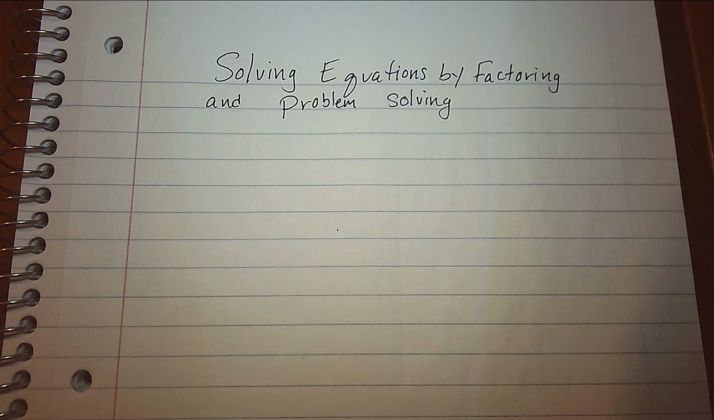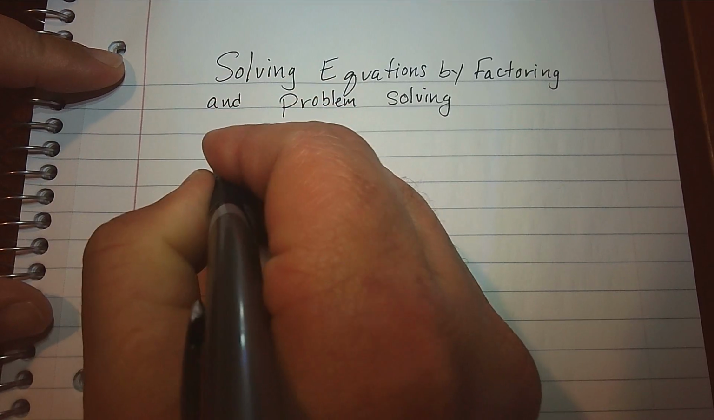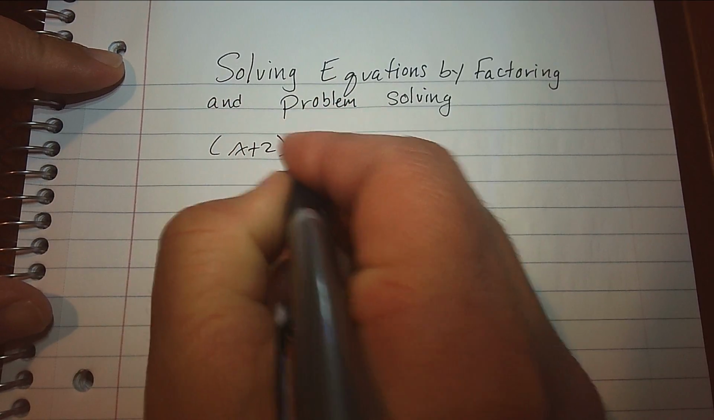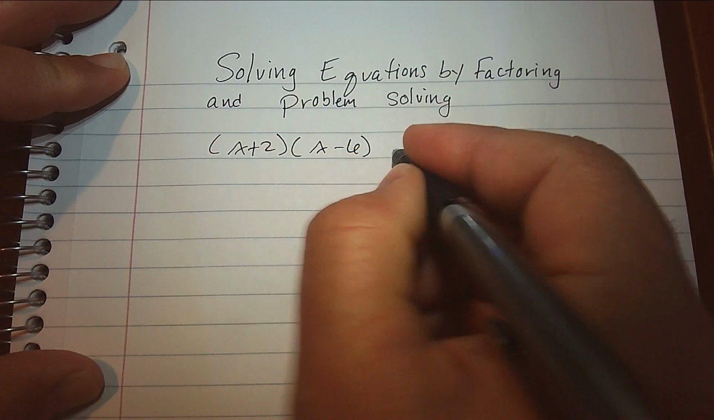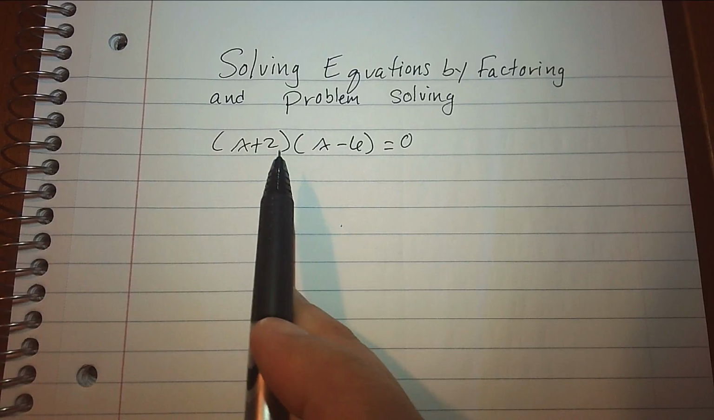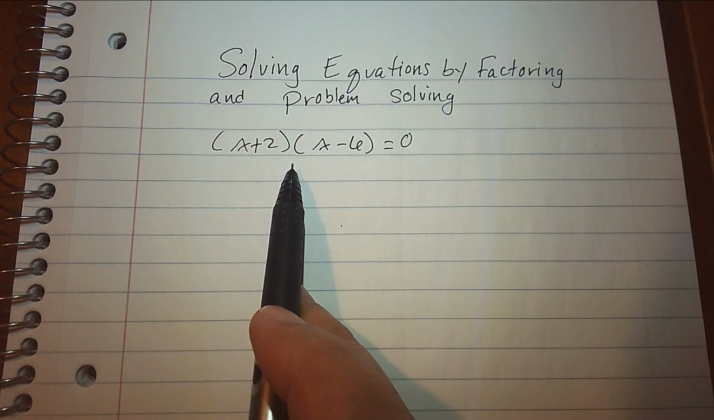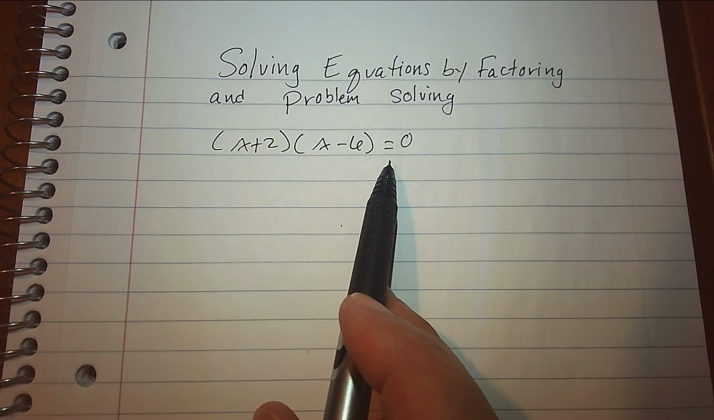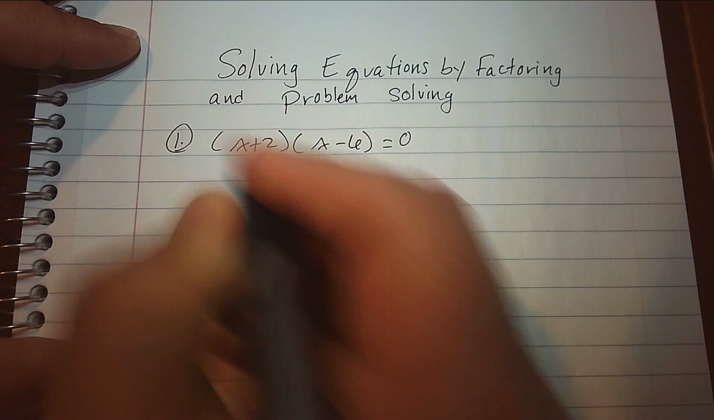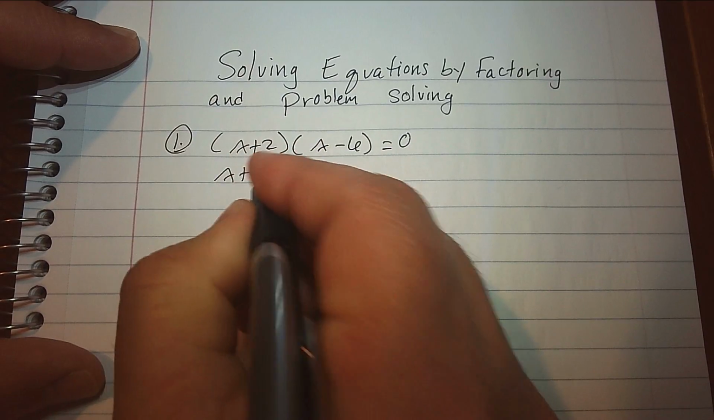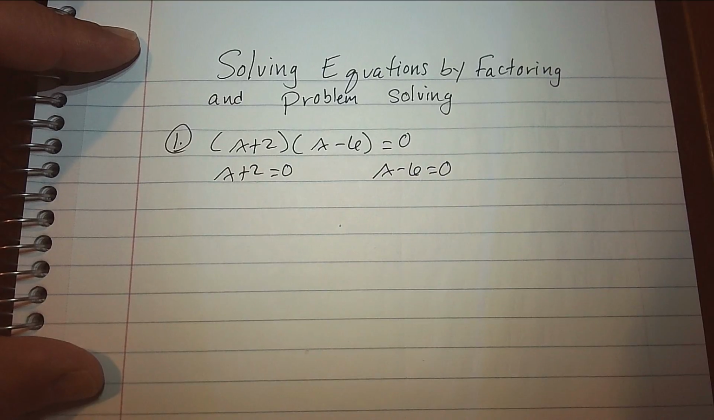We're going to end up using the zero factor property. Let's say we have this equation, which should look familiar. It's like the end result of factoring the trinomial, and it's all set to 0. So then what we can do to solve this first example is we set each one equal to 0. Then we just solve for x.